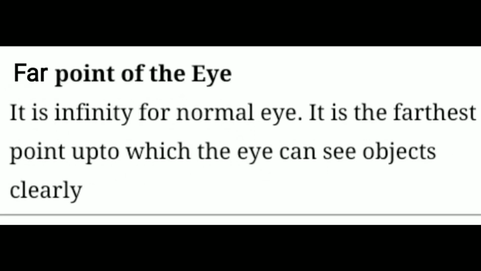Next is the far point of the eye. It is the farthest point up to which the eye can see objects clearly. For a normal eye, this is infinity. This means that a normal human eye can see objects clearly till infinity.